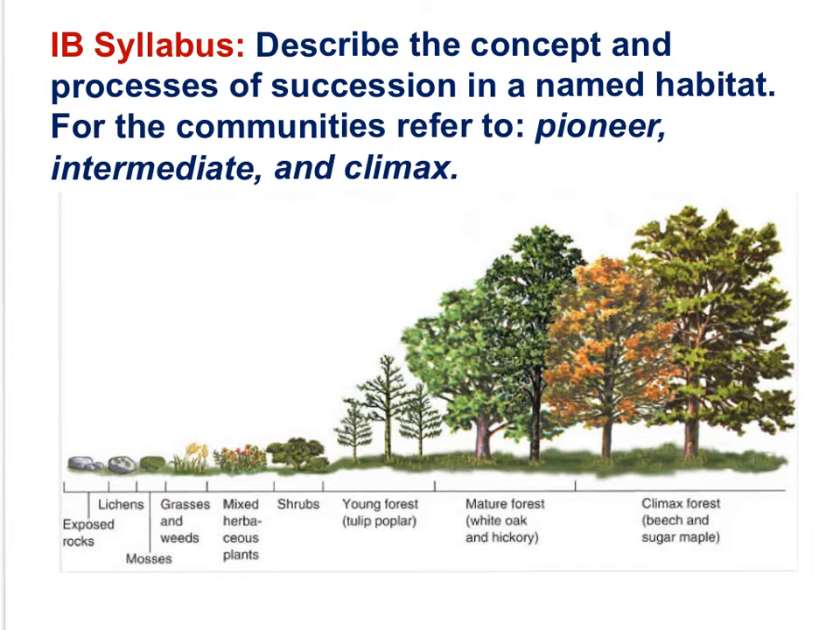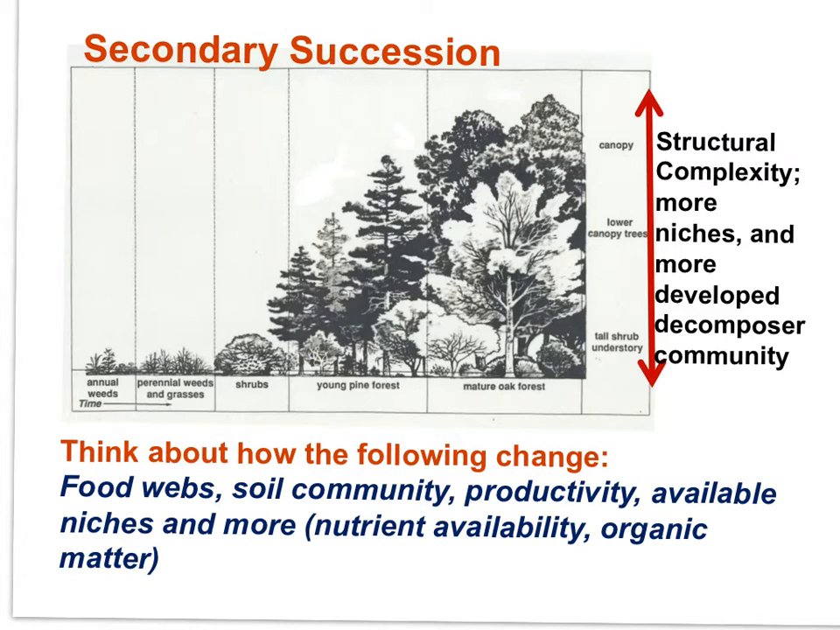This image of succession provides names of specific species for the pioneer, intermediate, and climax stages of succession. Study this slide. As succession proceeds in time, notice how the structural complexity of the ecosystem changes. In the climax SERE, there are more niches and a more developed decomposer community than in the pioneer SERE.